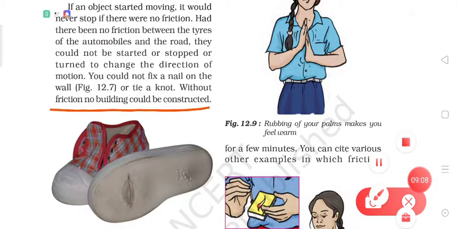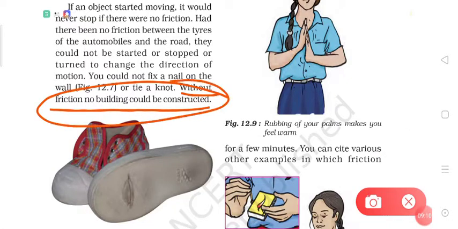One more thing is that no building can be built without friction. The building cannot be constructed because friction is required between the bricks, and between the cement and the bricks, right? So a building can be constructed only because there is friction. So here we see a number of places where friction is required. You see that the friction between the matchstick head and the matchbox is very important for burning a matchstick.